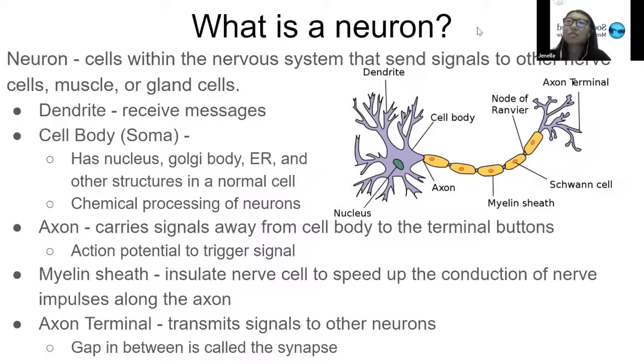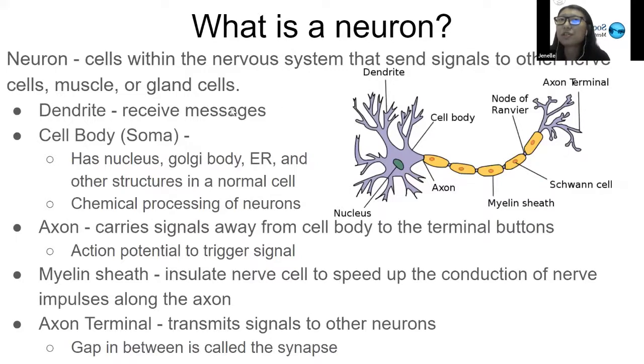with the nervous system. So what is a neuron, right? Neurons are cells within the nervous system that send signals to other nerve cells, muscle, or gland cells. So I have a visual here on the right-hand side of the neuron.